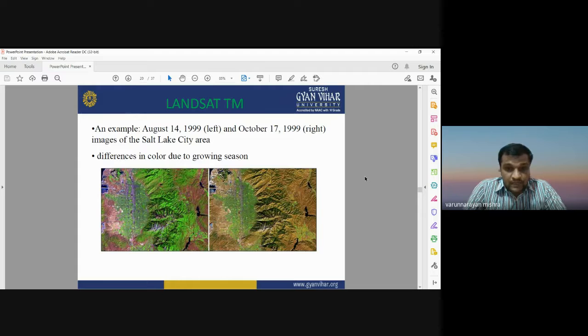These are some of the sample images acquired by the Landsat TM sensor. It's a sample image of the Salt Lake City area acquired on August 14, 1990 and October 17, 1999. There are differences in the color due to the growing season. So this is the comparative analysis of the images acquired by the Landsat TM sensor on two different dates over the Salt Lake City area. One image is from August and the second image is from October, so you can see the clear difference because of the growing season.